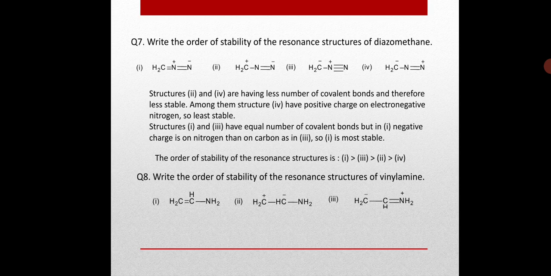So the order of stability is 1 greater than 3, greater than 2, because 2 is the least stable structure because it is having less number of covalent bonds compared to 1 and 3. So among 1 and 3, 3 is less stable compared to that of 1. So, the order of stability is 1 greater than 3 greater than 2. 2 is the least stable structure.